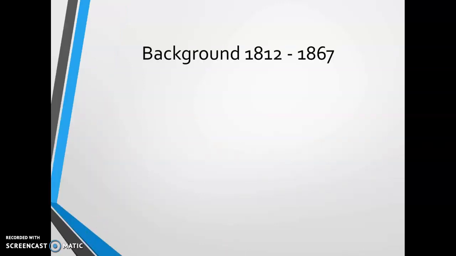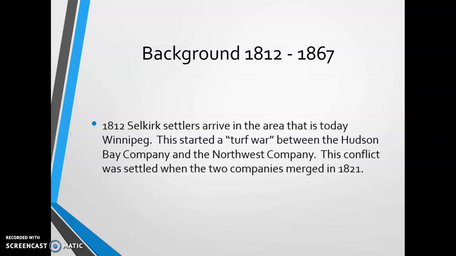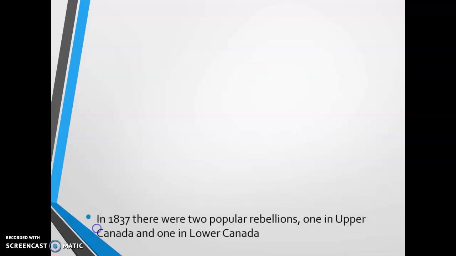Let's do a little bit of background. I don't want you to think that from the time of the end of the War of 1812 nothing happened in Canada until Confederation. In fact, the Selkirk settlers arrived in 1812 in what is the area now called Winnipeg. This started a turf war between the Hudson Bay Company and the Northwest Company. You've done a lot of work on this in A Brief History of the Red River. The two companies merged in 1821, and the arrival of the settlers established an agricultural and European presence in Rupert's Land.